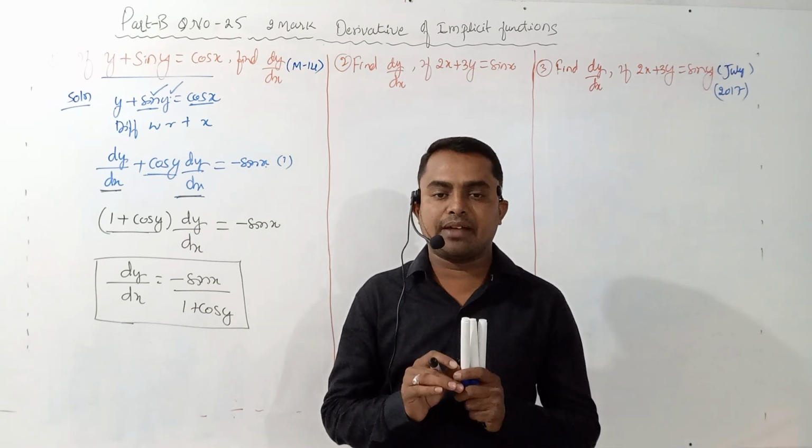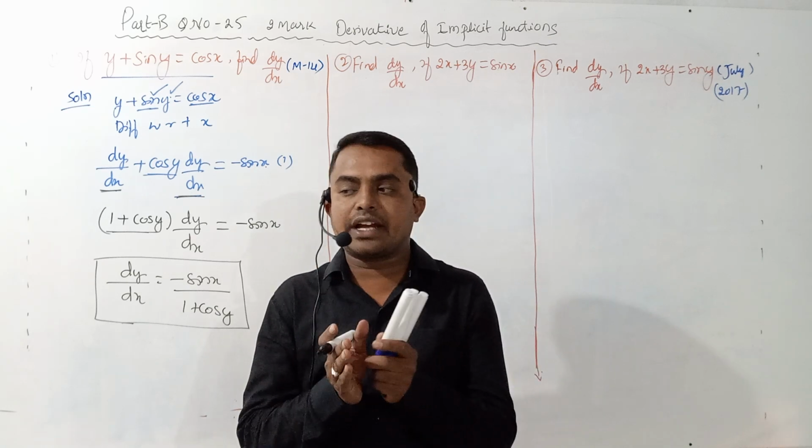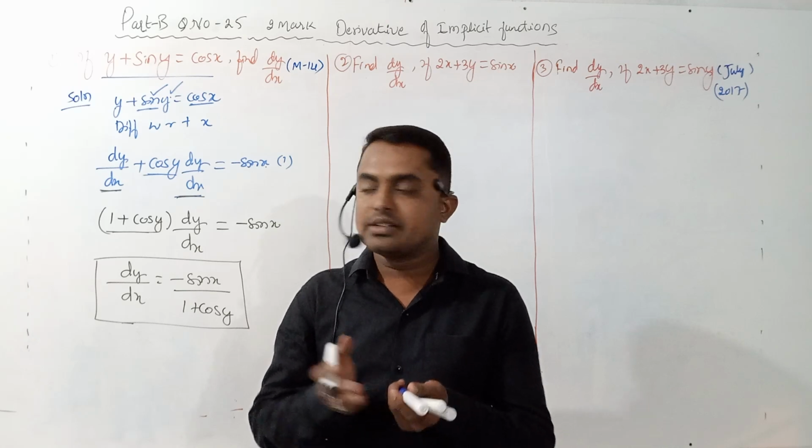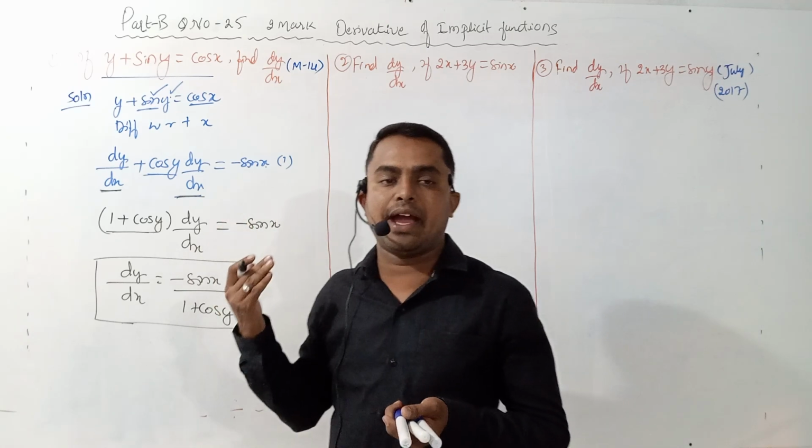After differentiating, collect dy by dx on one side and take dy by dx common, then solve for dy by dx. That is the last step.